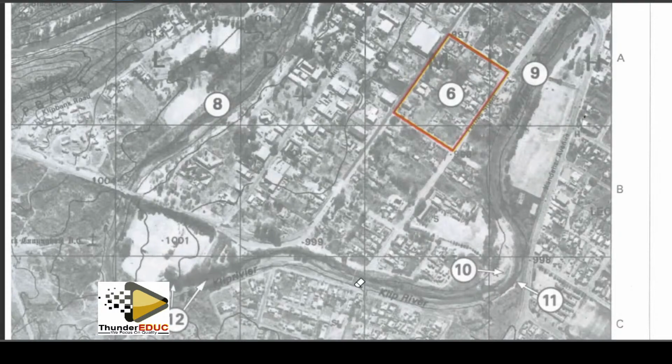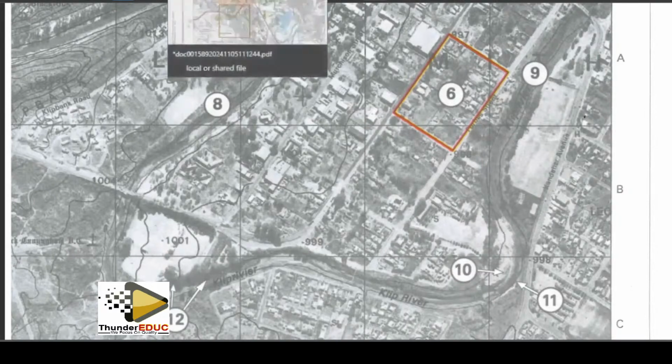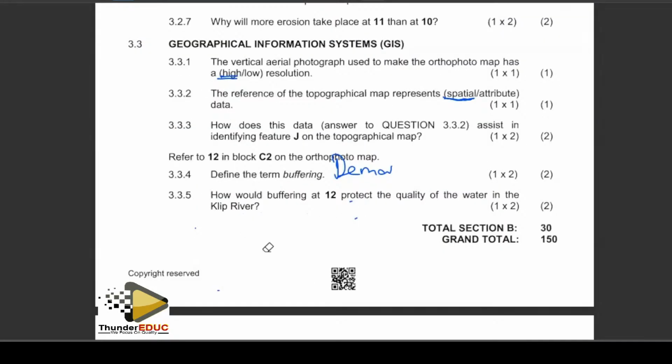How does it protect the quality of water in the river? Right. What you can say there is that buffering there ensures that no development takes place too close to the river. If there is a buffer zone there, it means definitely there's no development that is going to take place too close to the river.